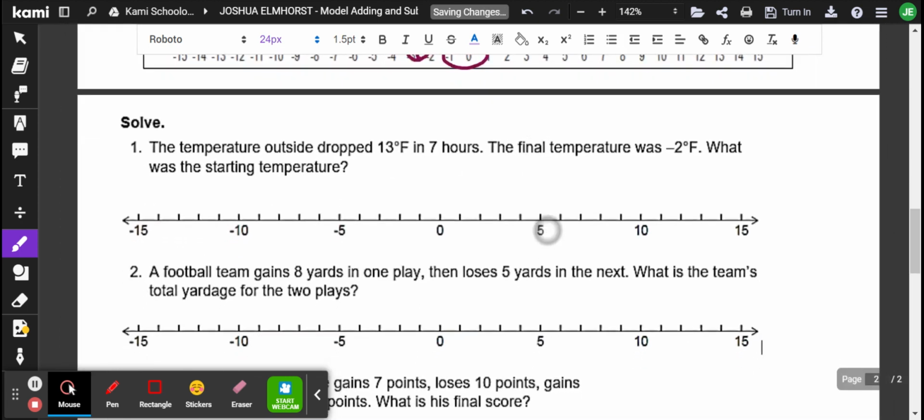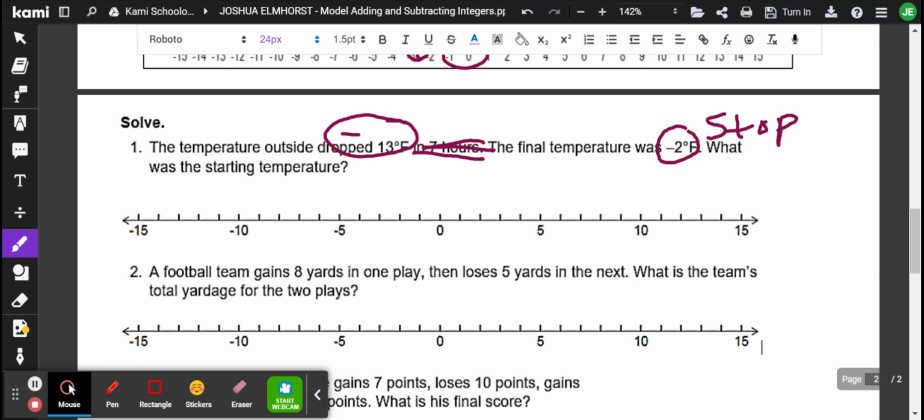The temperature outside dropped 13 degrees in 7 hours. That is extra information. The temperature dropping is what we're going to focus on. The final temperature, the stop temperature, is going to be negative 2. So we have x minus 13 equals -2. We don't know the starting temperature, but we know where we ended up. We stopped at -2.